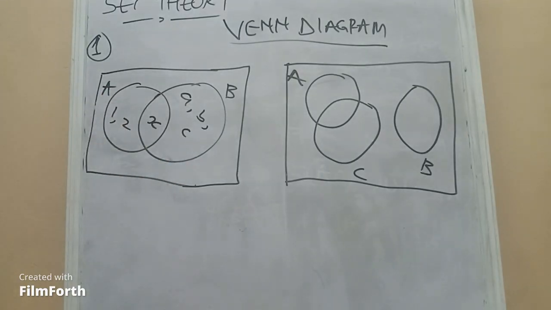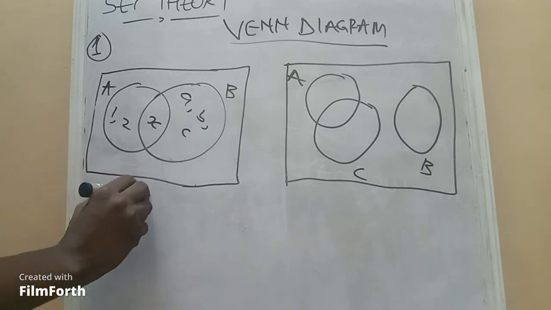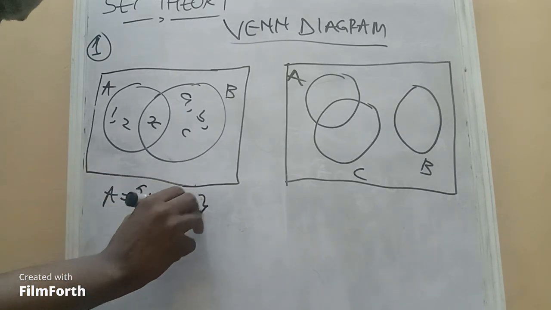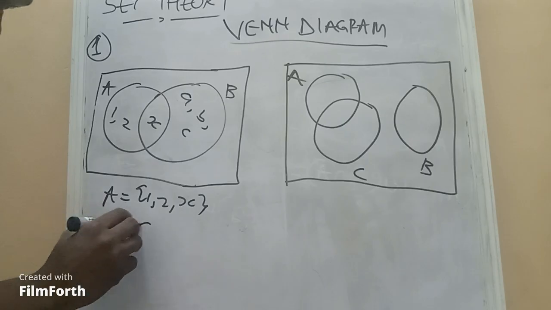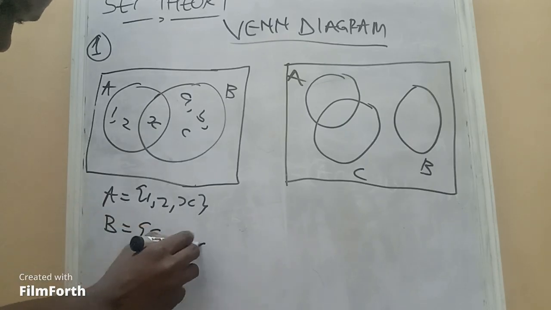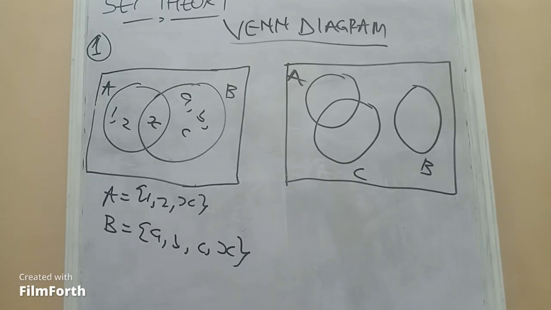Now, that means that the elements in set A will be what? 1, 2, and X, while the elements in set B will be what? A, B, C, and X. I'm just trying to cite an explanation here.